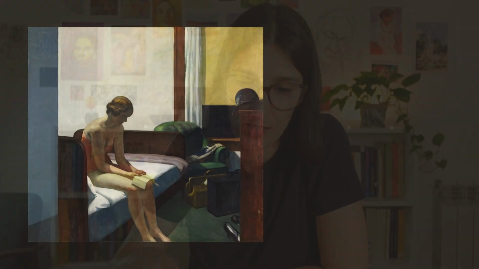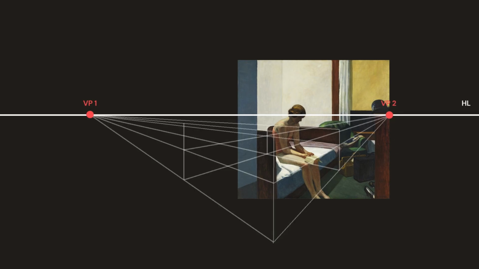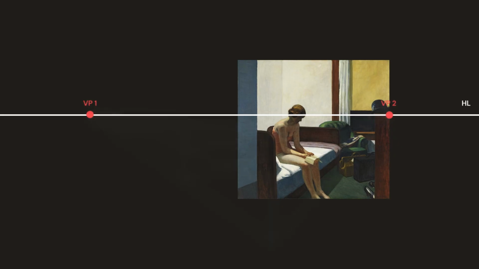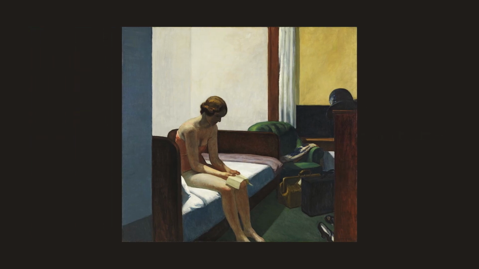Hopper uses a highly structured geometric composition. Perspective creates a clear and believable sense of space. The walls, bed, and furniture are organized using simple converging lines that establish depth and structure the composition. This careful use of perspective helps guide the viewer through the scene while reinforcing the solidity of the room and its contents. The angle from which the figure is portrayed, causing her feet to fall outside the picture plane, and the upward perspective recall certain compositions by Degas.